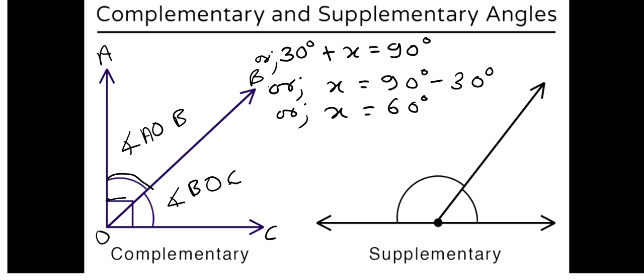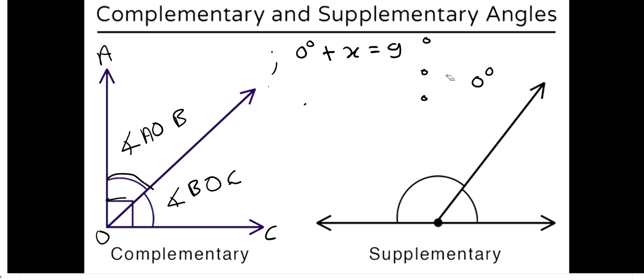Now, talking about supplementary angles. Let me erase all of this first. Supplementary angles are the angles whose sum is 180 degrees. In complementary, the sum was 90 degrees. In this case, the sum is 180 degrees. So in this case also, let's name the angles first. It will help us in understanding.